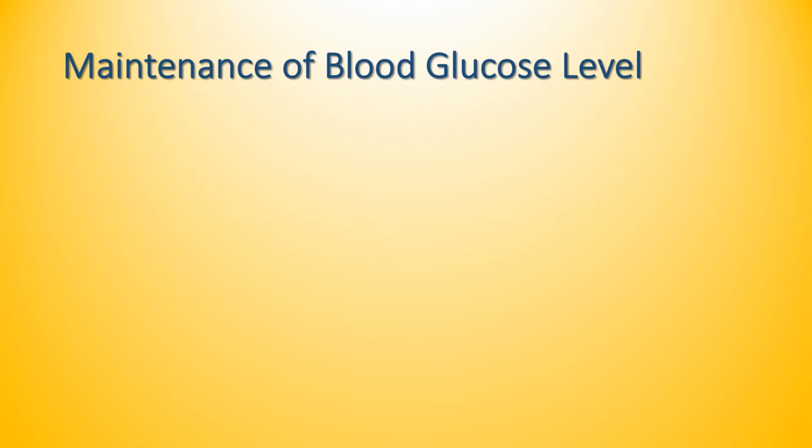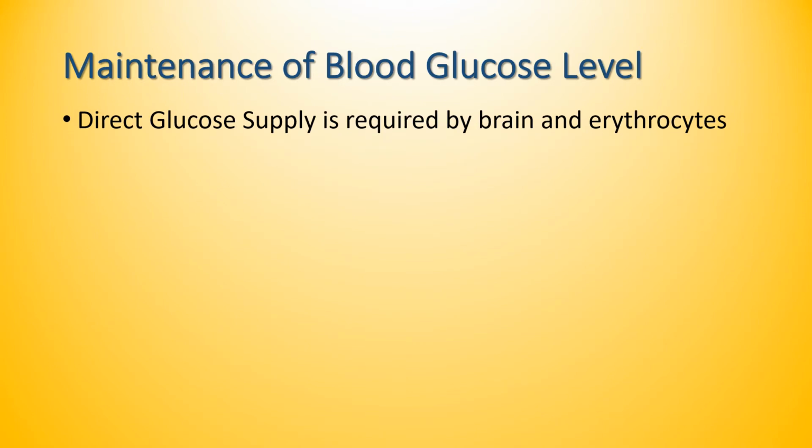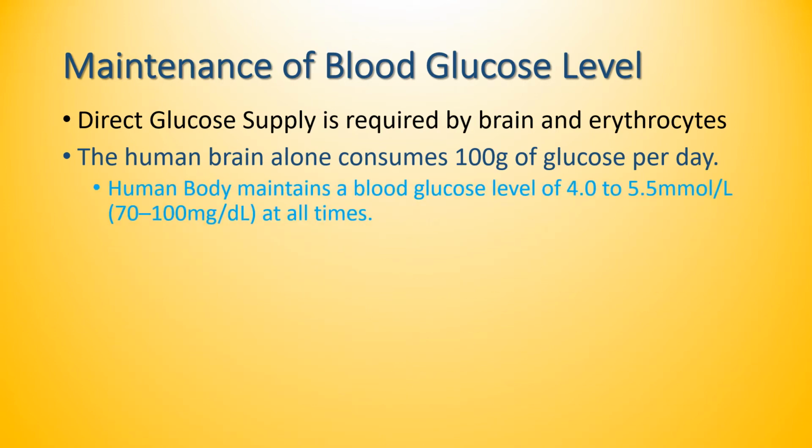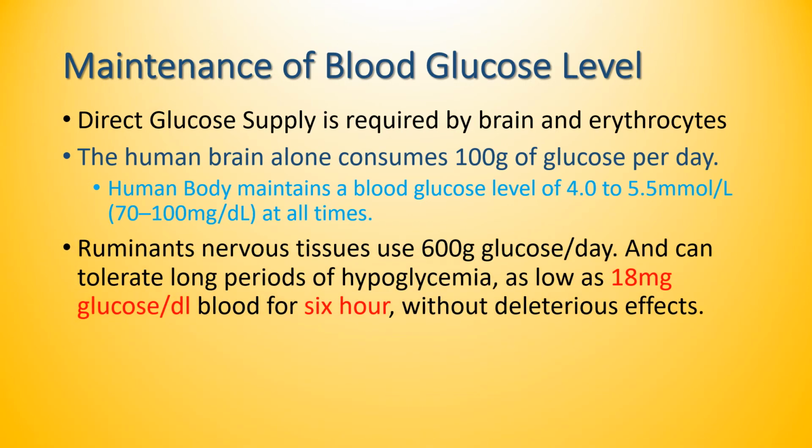Maintenance of blood glucose level. Some cells and tissues, particularly brain and erythrocytes, depend on glucose because they cannot oxidize alternate fuels. The human brain alone consumes 100 grams of glucose per day. Therefore, the body maintains a blood glucose level of 70 to 100 milligrams per deciliter all the time, and this maintenance is particularly through dietary carbohydrates.